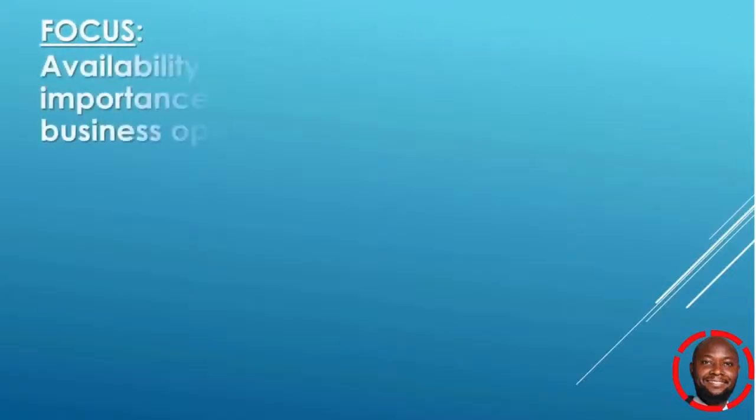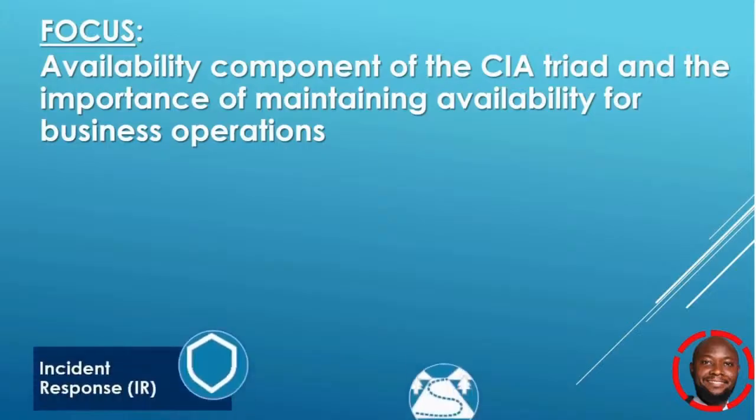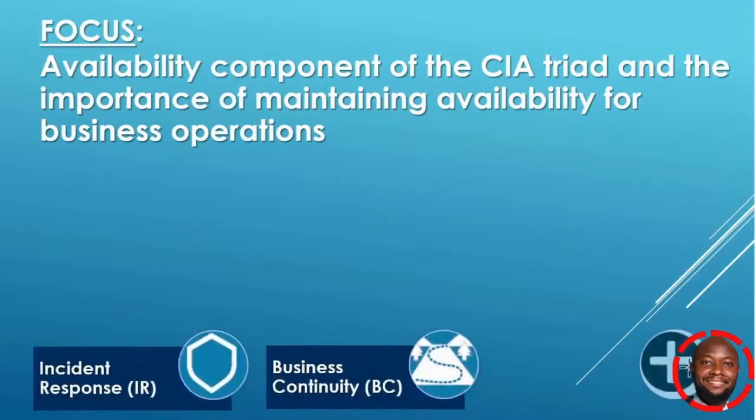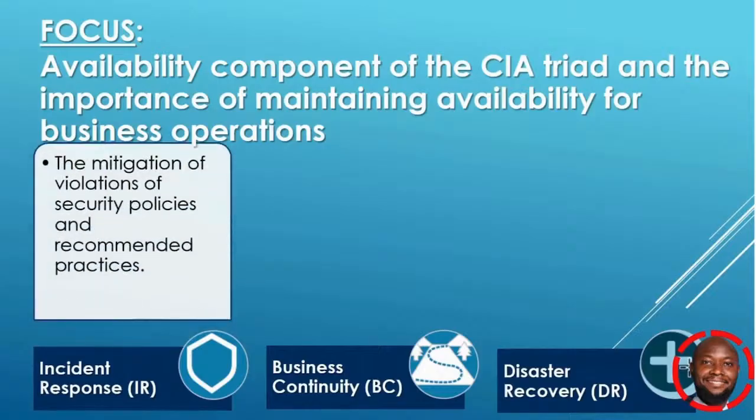If you remember in our last video, we talked about the fundamental concepts of information assurance as being the CIA triad, and the CIA is confidentiality, integrity, and availability. So the focus of domain 2 is on the availability component of the CIA triad and the importance of maintaining availability for business operations. This is what makes up domain 2: incident response, business continuity, and disaster recovery.